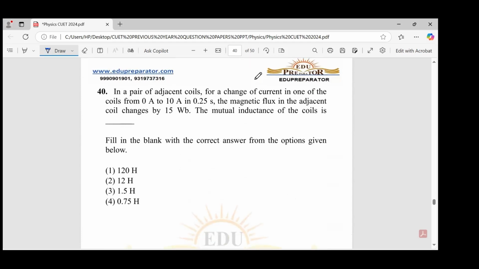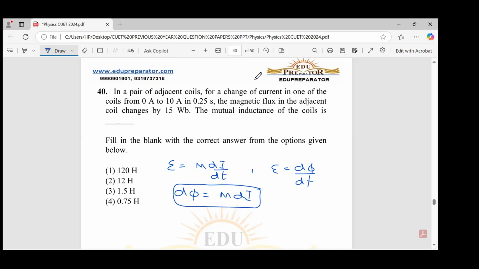Now the 40th question is for the change of flux, mutual inductance and the current accordingly. So we know EMF induced is equal to M dI by dt, right? And we also know E is equal to d phi by dt, isn't it? So we have E is equal to M dI by dt, E is equal to d phi by dt. So if you equate these two, we get d phi is equal to M dI. I hope it is clear to everyone. Now you just put the values directly provided, you will be getting 1.5 Henry as the answer.